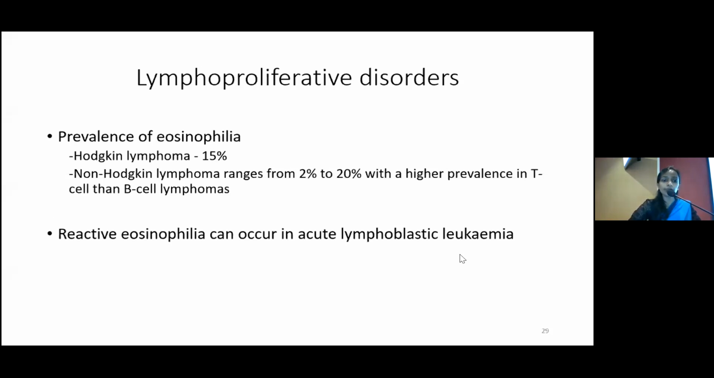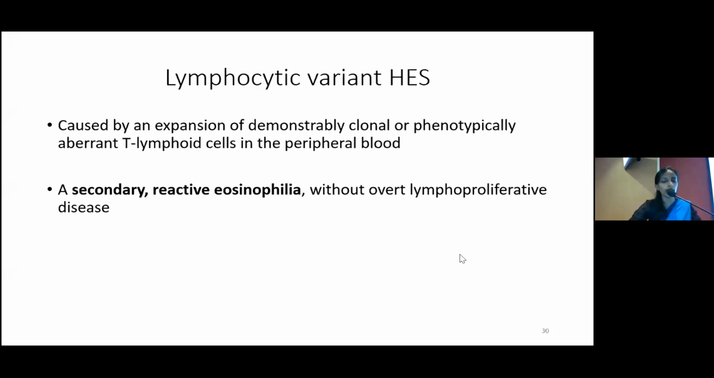Then the prevalence of eosinophilia in Hodgkin lymphoma is 15%, whereas in non-Hodgkin, it can vary from 2% to 20%. And interestingly, the prevalence is higher in T-cell than B-cell lymphomas. And reactive eosinophilia has been reported in patients with acute lymphoblastic leukemia as well. And in some patients with lymphocytic variant hypereosinophilic syndrome, a secondary reactive eosinophilia has been reported without overt lymphoproliferative disease.